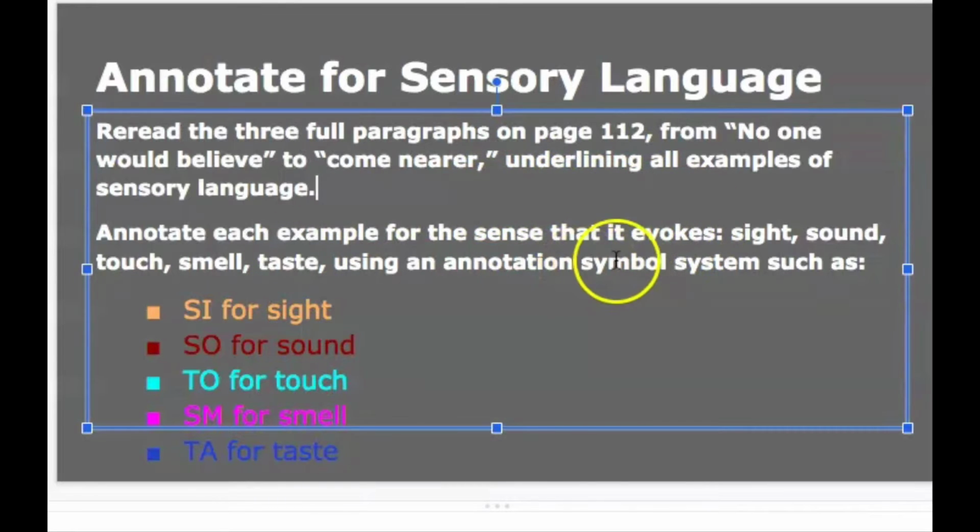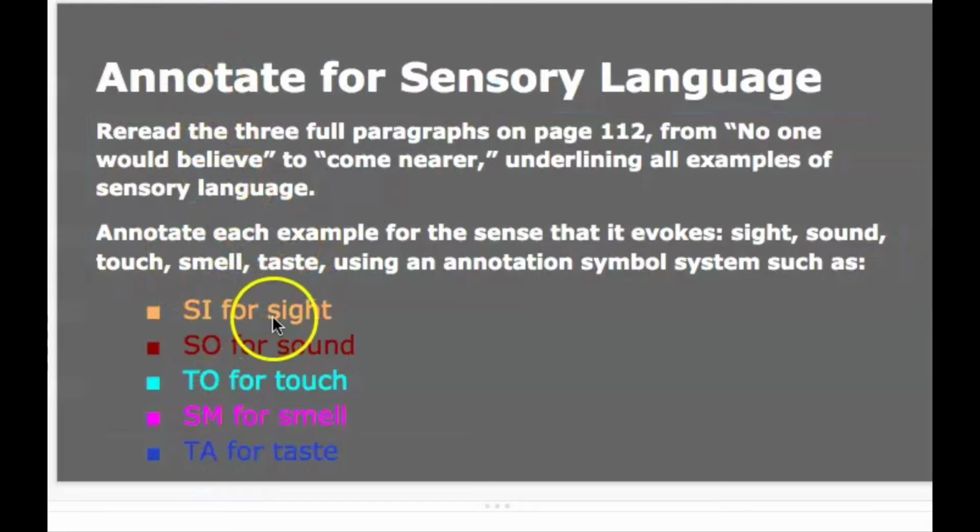So whatever you're reading should invoke your vision. It should invoke your sound, touch, smell, or taste. Use these symbols: SI for sight, SO for sound, TO for touch, SM for smell, and TA for taste in order to annotate.